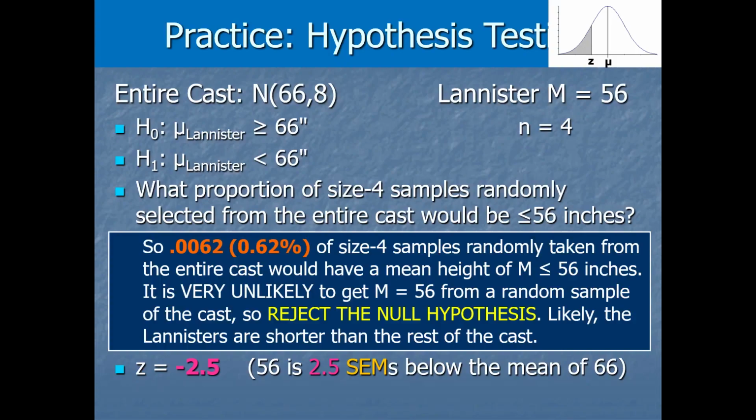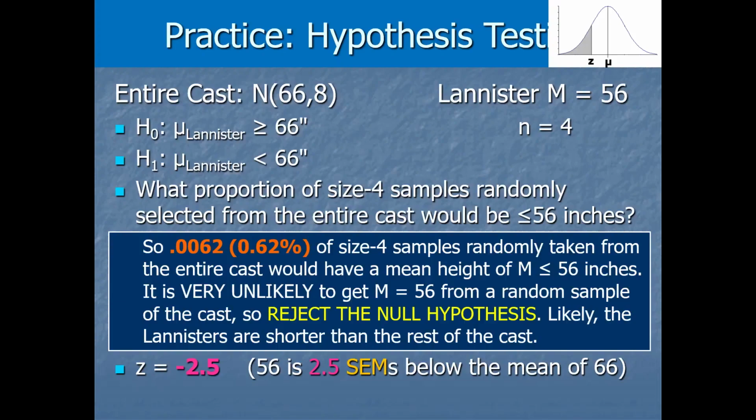which means it is incredibly unlikely, if the null hypothesis is true. We would almost never sample 4 people from the population, the entire cast, and have them average 56 inches or less. So we're going to reject the null hypothesis, which means we can accept the alternative and conclude that, likely, Lannisters are shorter than the rest of the cast.